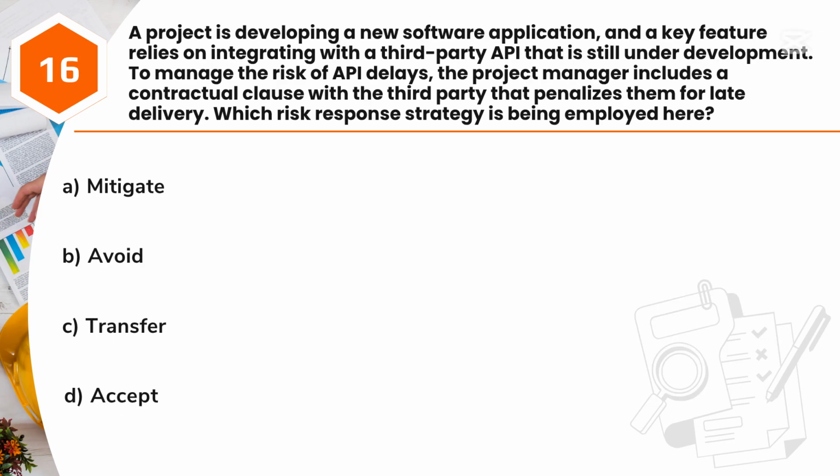Question 16. A project is developing a new software application, and a key feature relies on integrating with a third-party API that is still under development. To manage the risk of API delays, the project manager includes a contractual clause with the third party that penalizes them for late delivery. Which risk response strategy is being employed here? A. Mitigate. B. Avoid. C. Transfer. D. Accept.